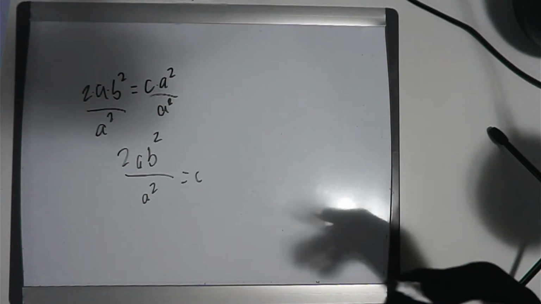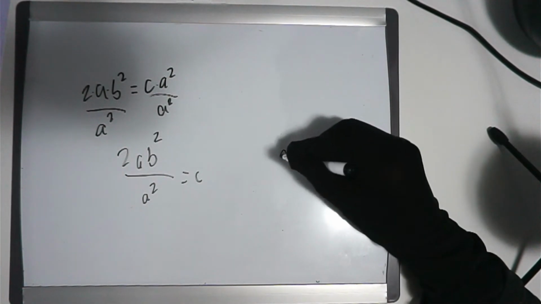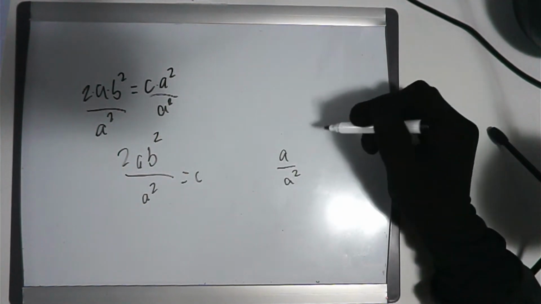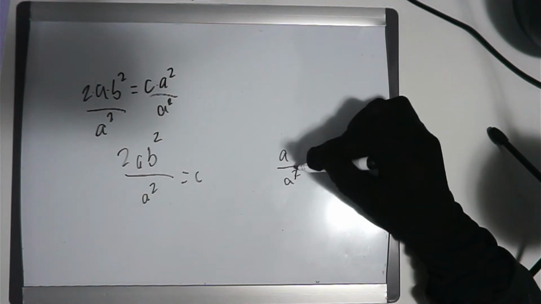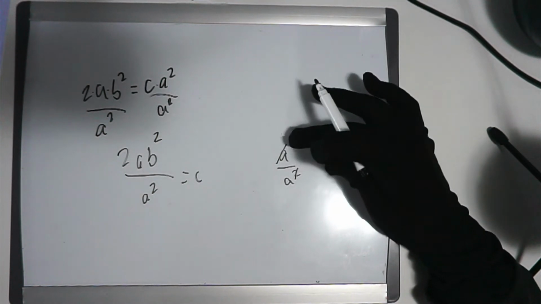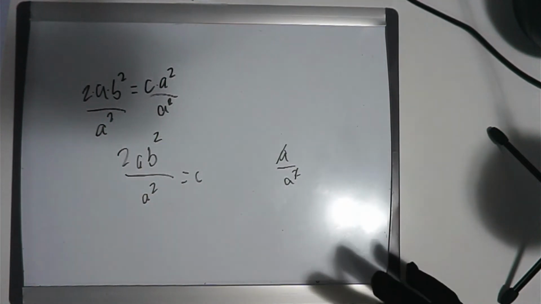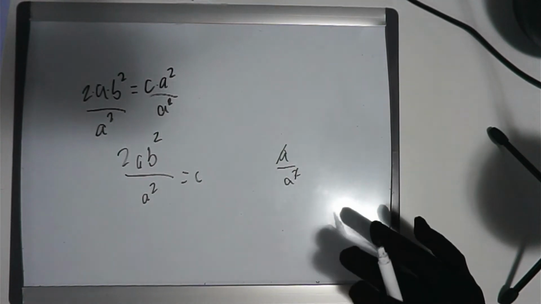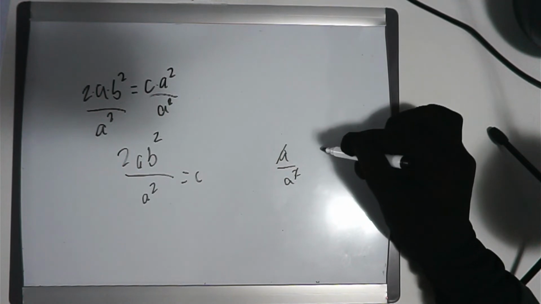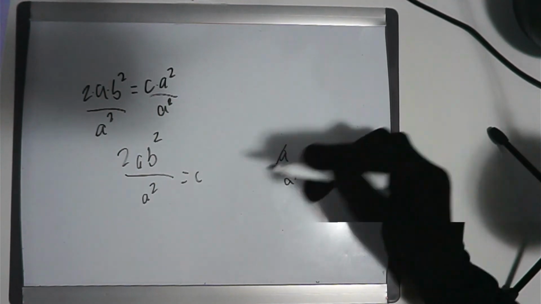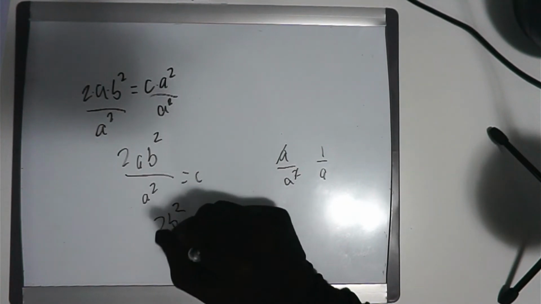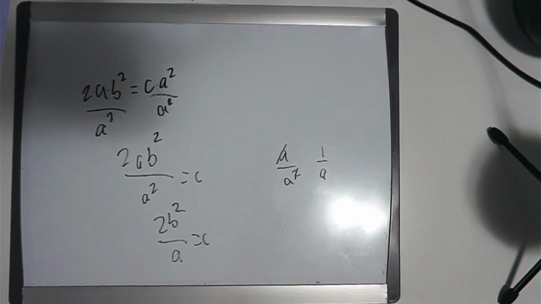Now some of you may notice that if you do A over A squared, that is actually the same as this and this getting removed, because you're dividing A over A. So this is now just 1 over A. So you can actually change this to 2B squared over A equals C.